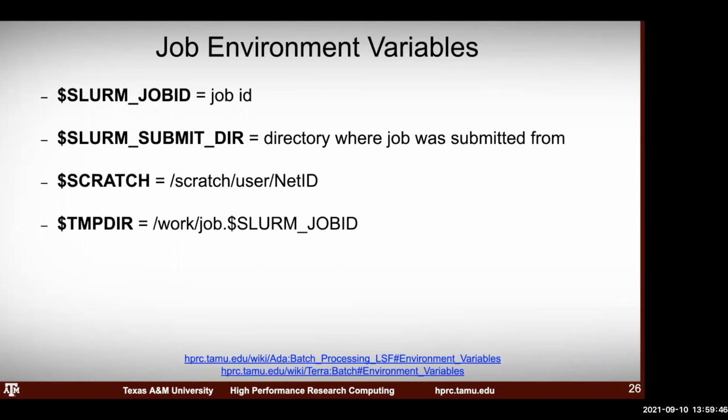The SLURM submit directory is the directory where the job was submitted from. So if I submit my job from /scratch/user/Dylan/job1, that directory job1 is going to be the SLURM submit directory. $scratch is the same as it's always going to be. It's going to be /scratch/user/your net ID. That's going to be for each user. And then you have also temp dir, which is the temporary work directory that SLURM has access to on each node. And I believe that is local to each node too. So if you need to store some files real quickly for your job, you don't want to take up your space for your quota, you can utilize temp dir.